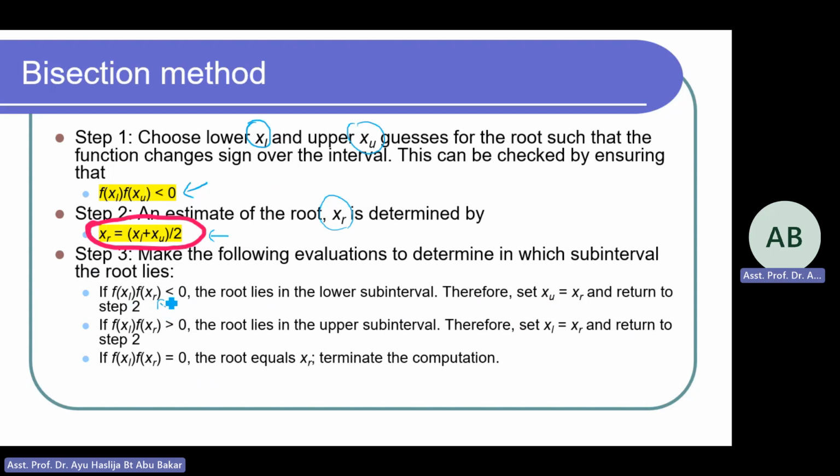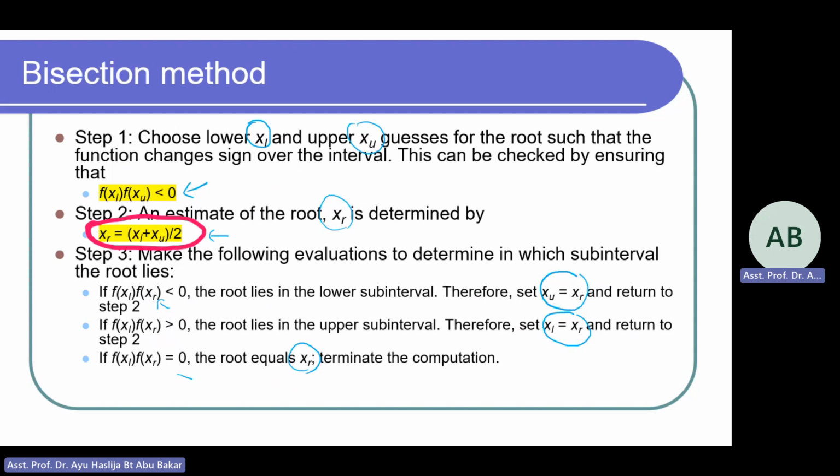Negative value, so the XR is set for the new XU. Okay, I explain first, later we do. If the FXL, FXR positive value, the XR is the new XL value. Okay, if FXL multiplied by FXR equals to 0, then that is the XR value. You should stop by here.